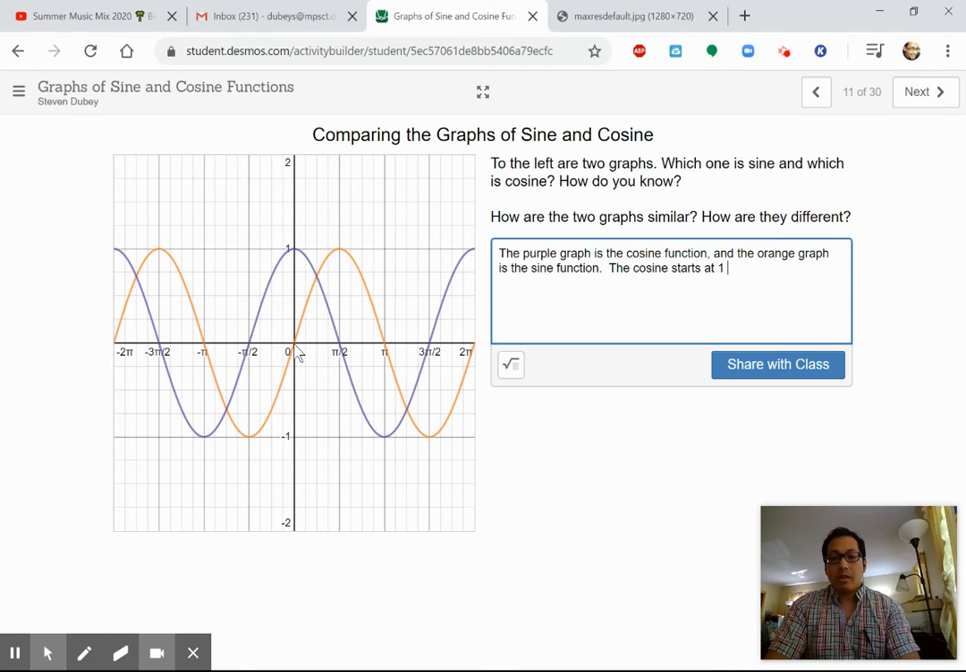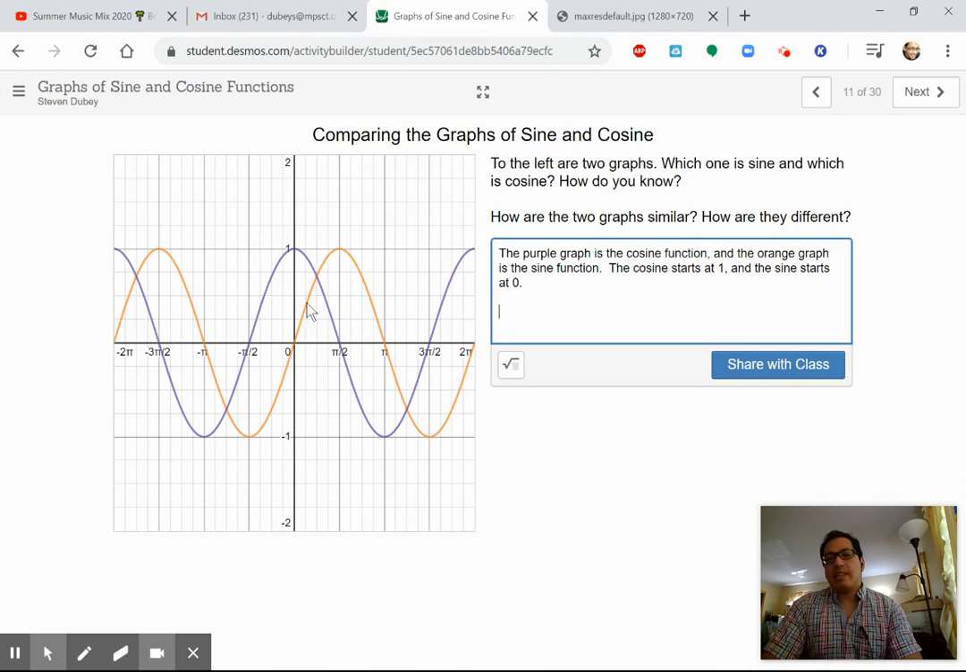Starts at 1, sine starts at 0. Now, you could answer these other two questions. How are these two graphs similar? How are they different? Hopefully you can see that they are very similar. In fact, they're identical. These two functions are literally like twins. They're like the yin and the yang of each other.